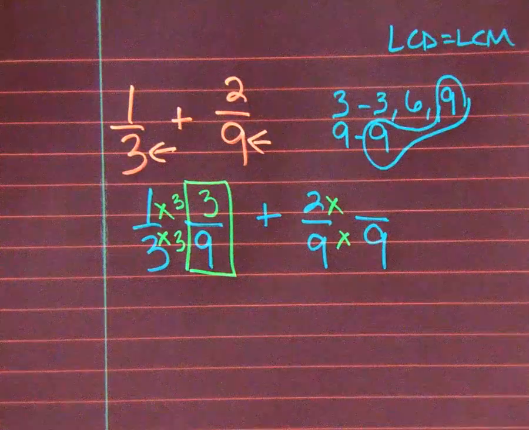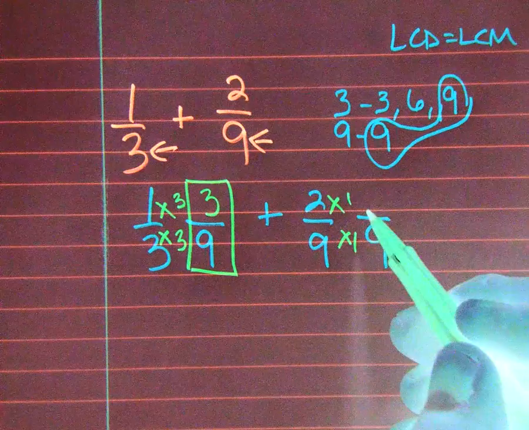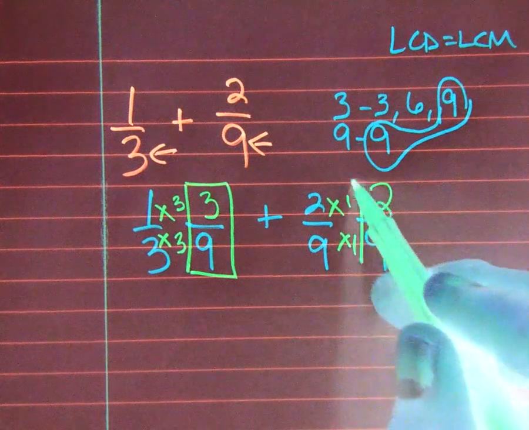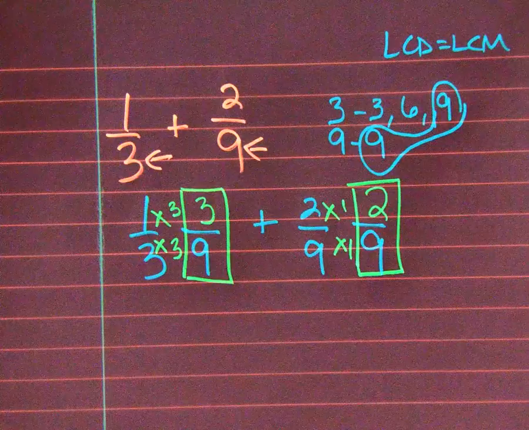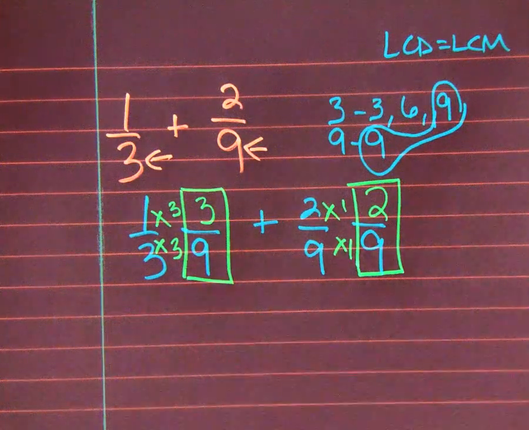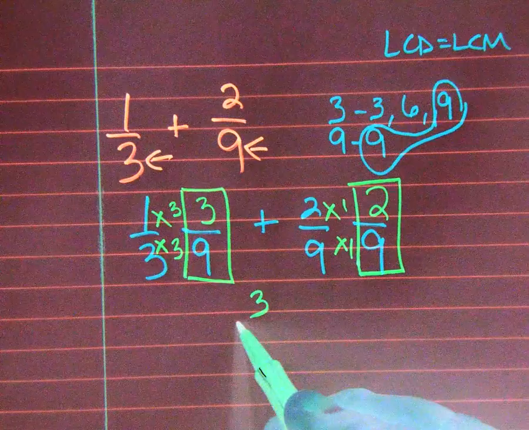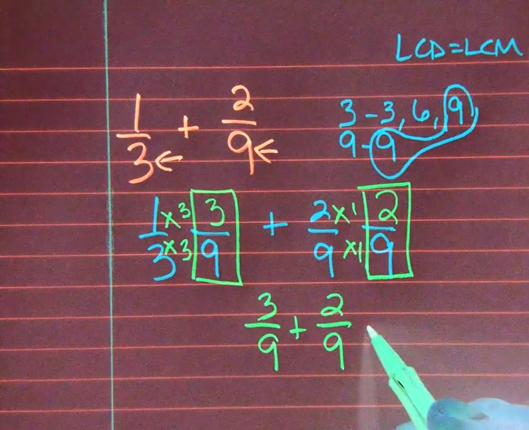Now I've converted my first fraction. Right? I've renamed it. 9 times 1 is 9. 2 times 1 is 2. So now I have my second fraction. And I also tell students a good idea is just to rewrite the equation so that everything is nice and clear and you don't get confused with all the other numbers. So I have 3/9 plus 2/9.